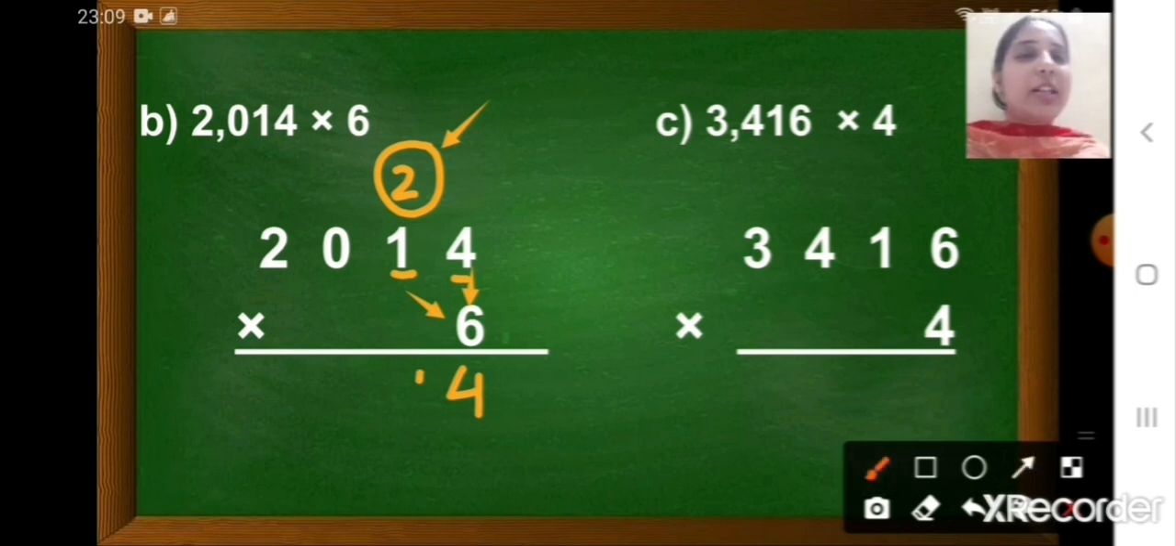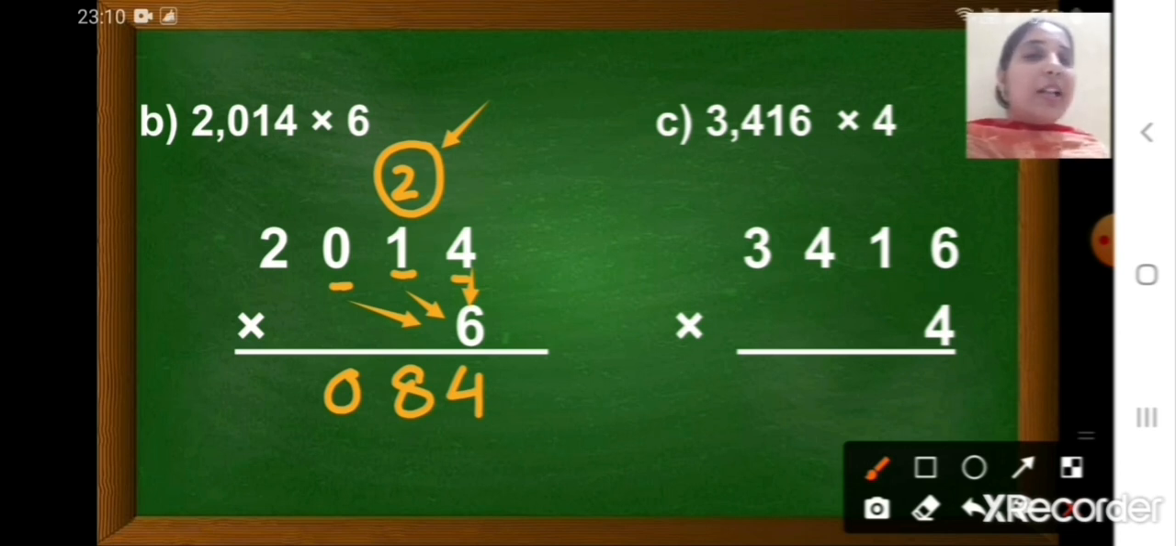6 plus 2, 8. Now we will multiply the digit which is at the hundreds place by 6. What is the digit at the hundreds place now? 0. So 0 times 6. Children, you remember, whenever we multiply a digit by 0, we get 0 only, isn't it? So 0 times 6, what will we write, children? 6 or 0? 0. Okay, so 0 we will write here as it is.